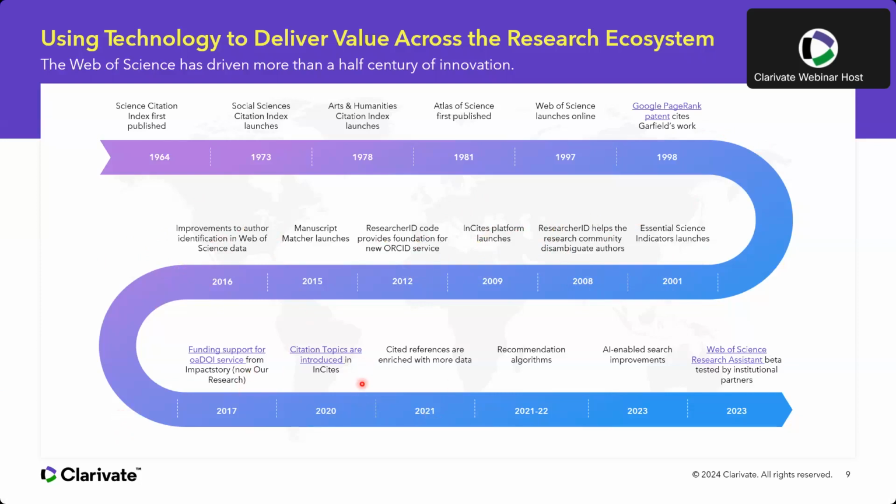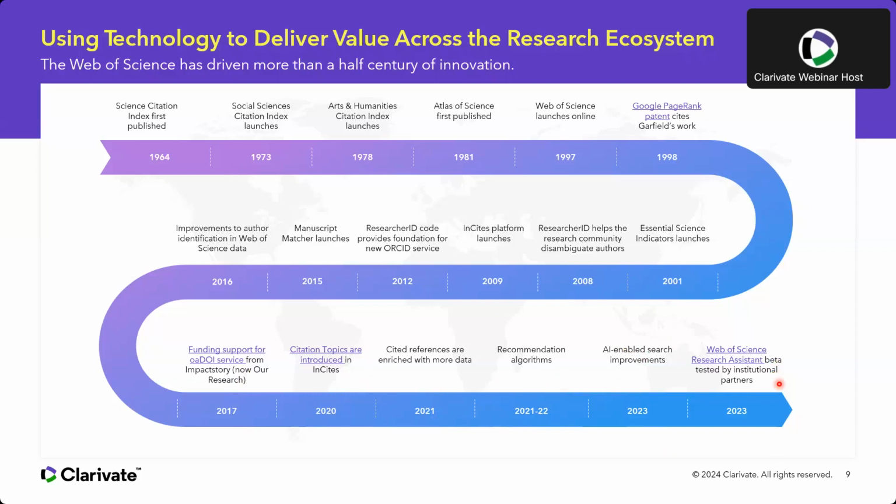Citation topics in Insights, but also now in the Web of Science, cited references, recommendation algorithm across 2021, 2022, suggestions of keywords when you search in the Web of Science, and now end of 2023, the Web of Science Research Assistant, tested by international institutional partners since 2023, and it was launched this week.